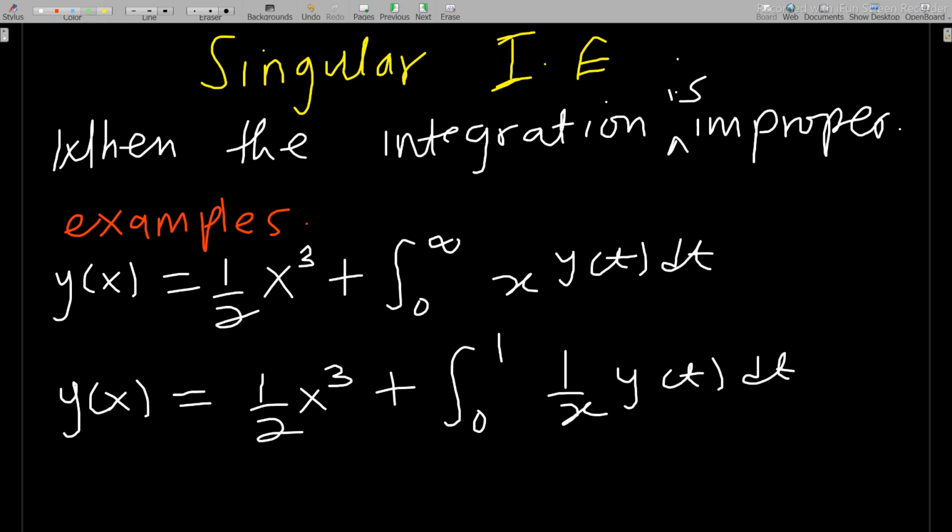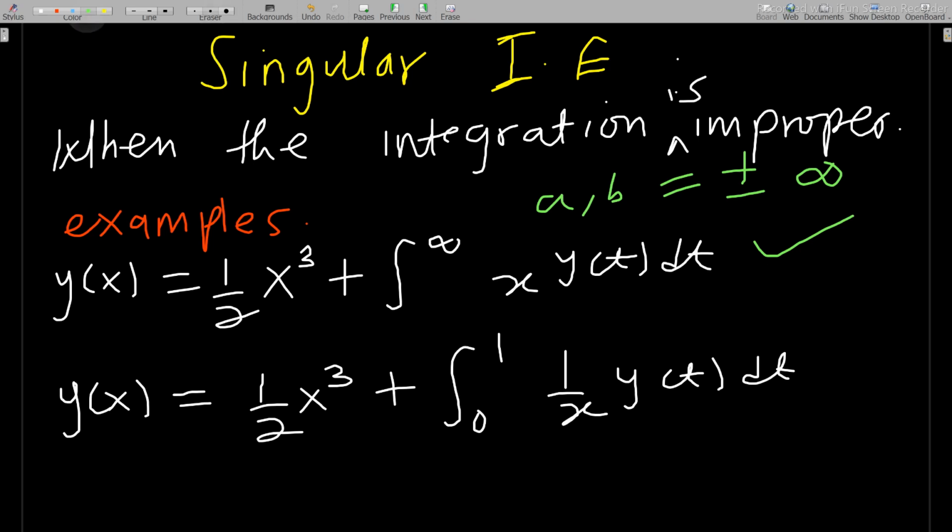Now let's look at this example. You can see that the limit of integration is from 0 to infinity, and this is one of the requirements for an improper integration. So when you have the limits of integration, either a or b, being equal to plus or minus infinity, then you have a singular integral equation. So here you can see that b is positive infinity, and that is that. Now I could also have something like this.